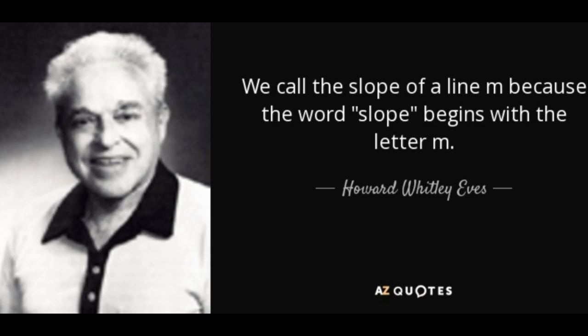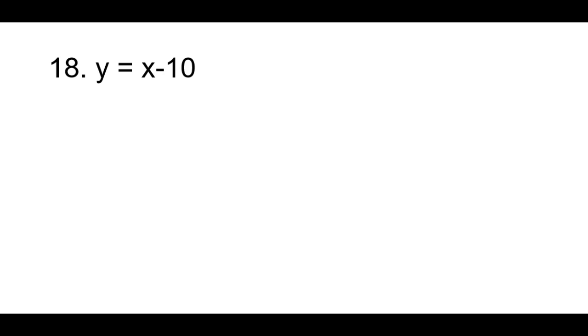Alright, so now we're going to take a look at page 33, and I'll go over some problems there that will hopefully help you with your assignment. This first one's at number 18. It says to identify the slope and the y-intercept, if it's possible to get a y-intercept, of the equation of the line, and then sketch the line.